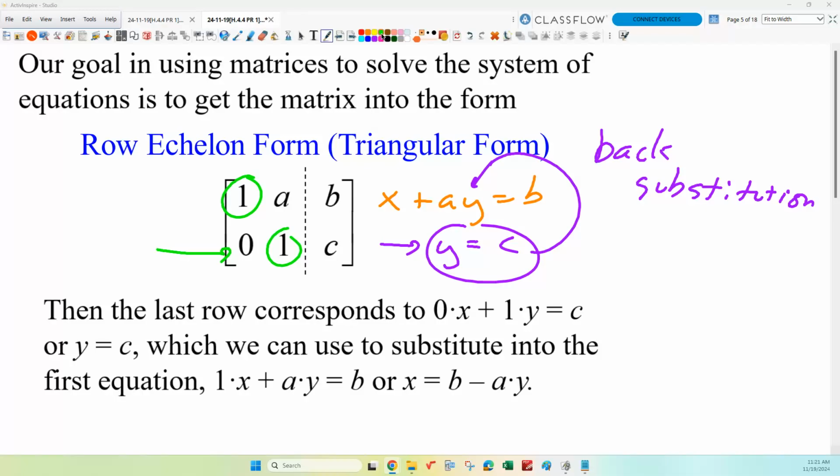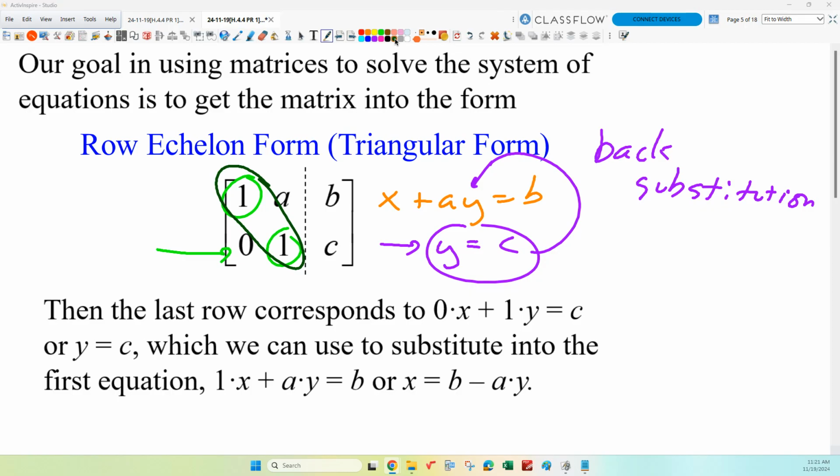Okay, and so really that just means if you look at this descending diagonal, as we call it, the descending diagonal would have all 1s. And as we move down the matrix, we're just going to put zeros in front of the 1s as we move down the matrix. Okay? And then once we get to that form, we're done with row operations and we just solve the equation.